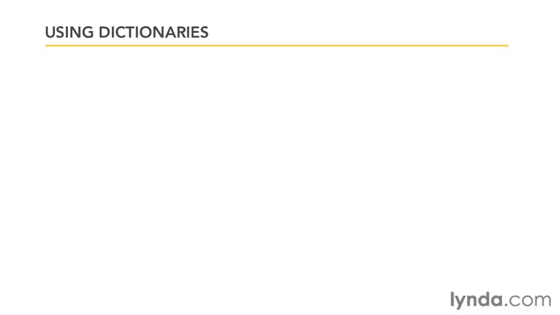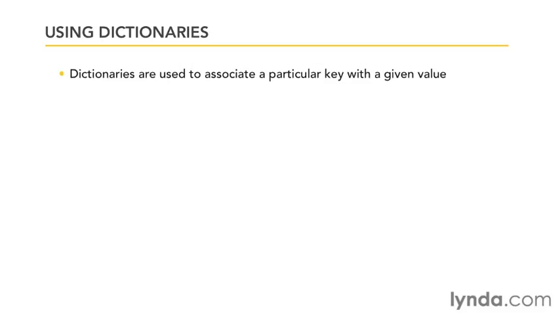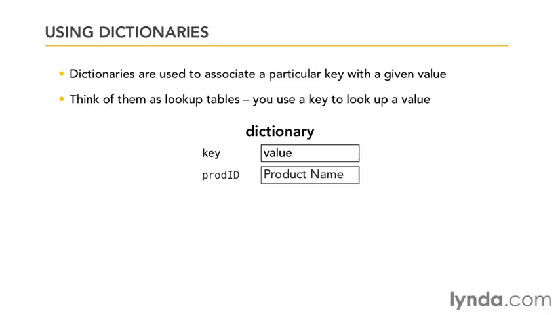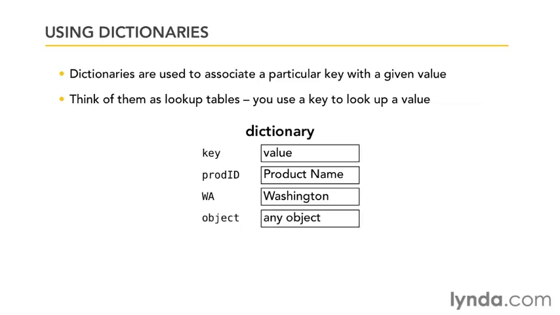The last example of a collection class that we're going to look at is the dictionary. Dictionaries are used to associate a particular key with a given value, and you can think of them as lookup tables. Essentially, you use a key to look up a value. So if I have a dictionary object, then I essentially have a key that's associated with a value inside that dictionary. Some examples of that might be a product ID with a product name, or I could associate, say, an abbreviation for a state name with its full name. But really, I can associate any object with any other object.